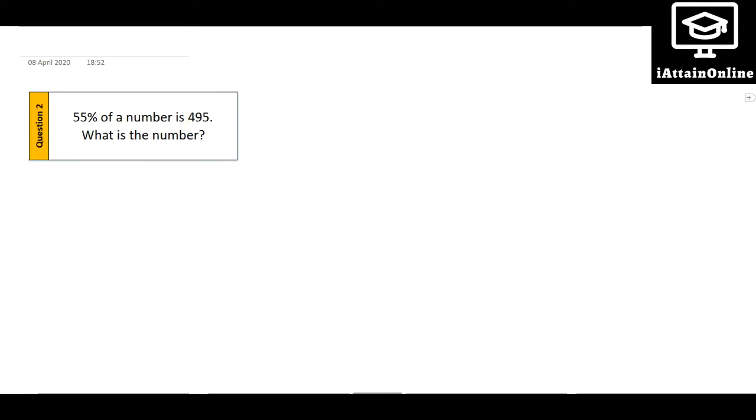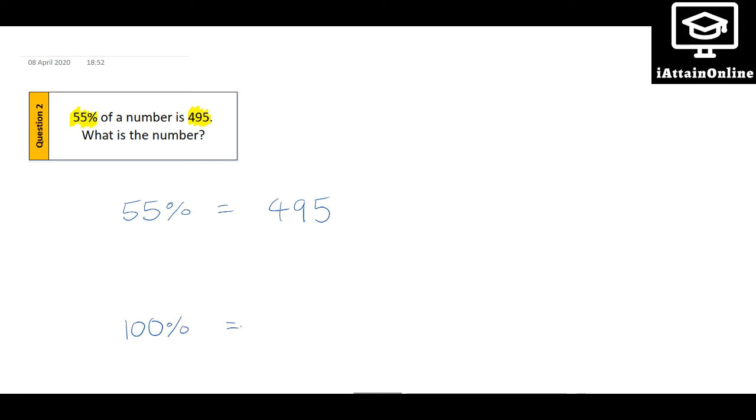The second one is quite similar. We're told that 55% of a number is 495. Some people would look at that question and just find 55% of 495, but this is a reverse percentage question. So I'm going to start the same way. 55% is equal to 495. And remember, I want to find out what 100% is, because that will be my original number.